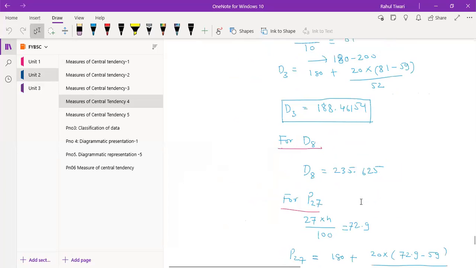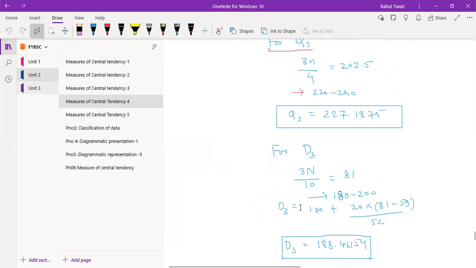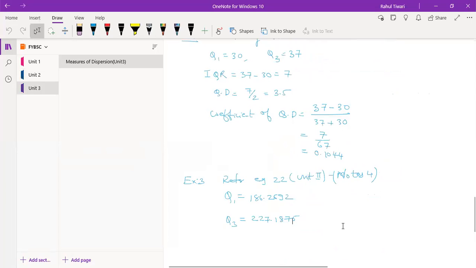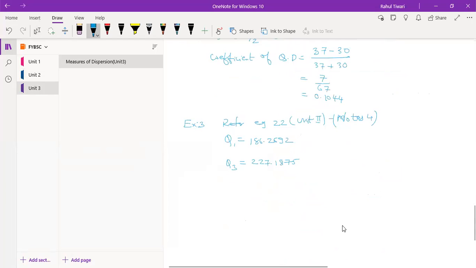Once you get these values, you can compute quartile deviation. What is the quartile deviation formula? It is Q3 minus Q1 upon 2. You can just substitute and let me know the answer. So you can find the coefficient of quartile deviation, which is Q3 minus Q1 upon Q3 plus Q1. Just substitute and let me know the answers.